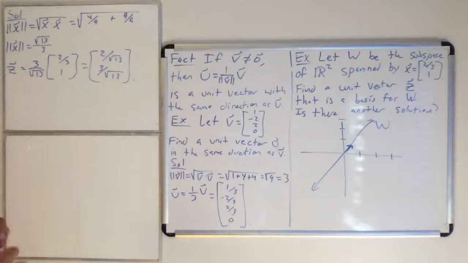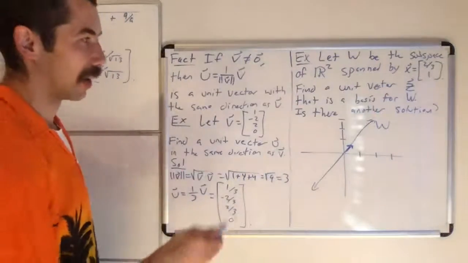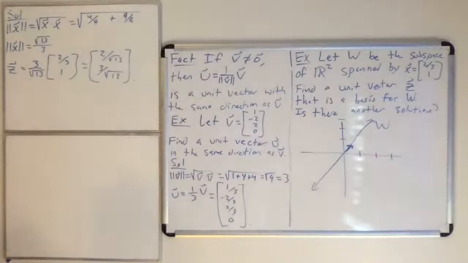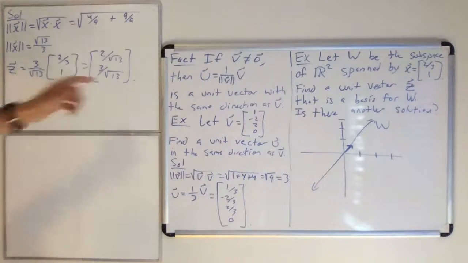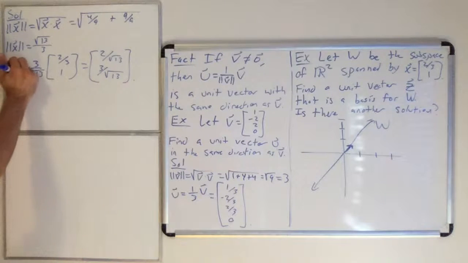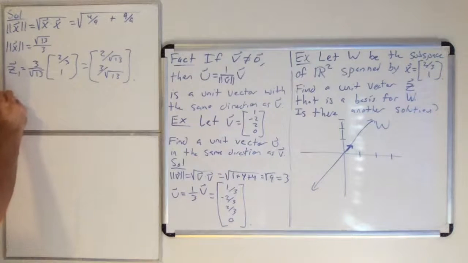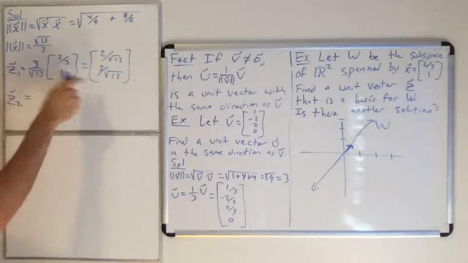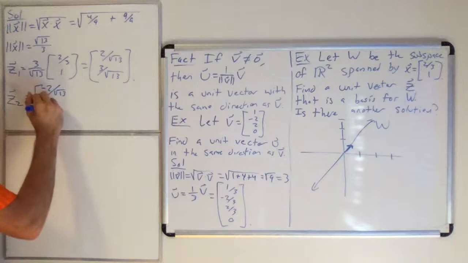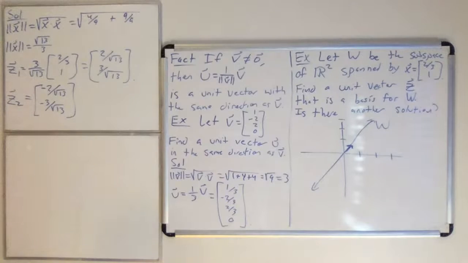Yeah, we could. We never said that our vector had to point in the exact same direction as x. It could be in the negative. So if we multiply this vector by -1, we get a second one. We'll call this z1. So this is a basis for W, but z2, which is just the negative of z1, also is a basis for W.